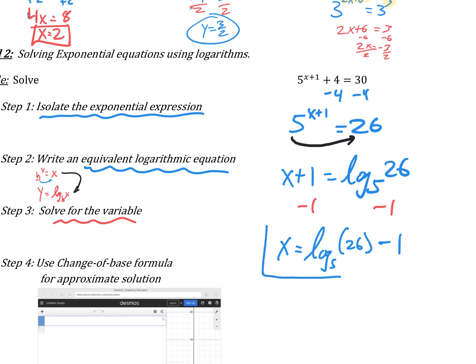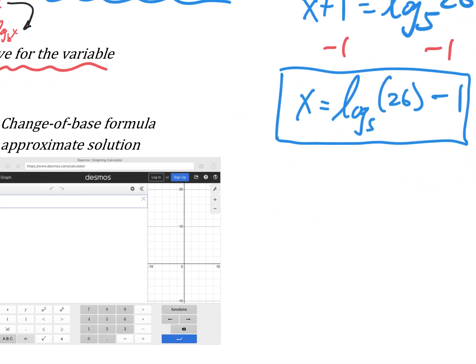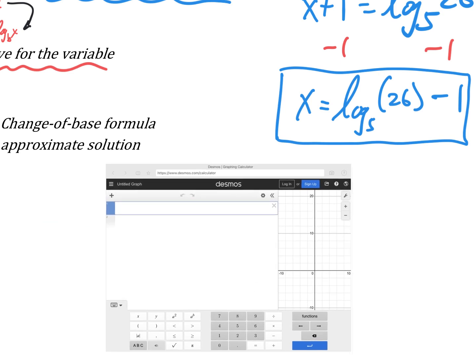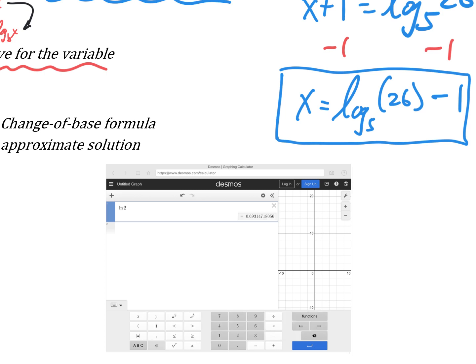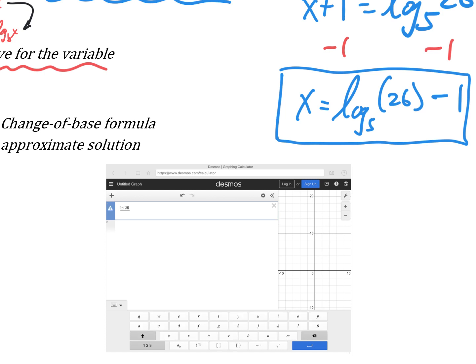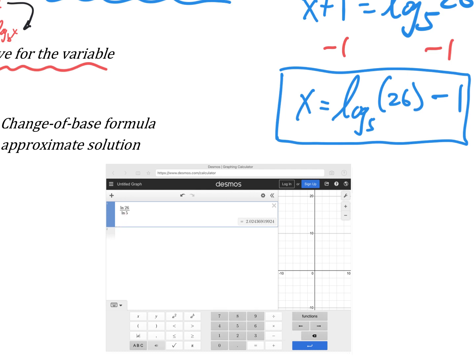So when we want an exact answer, there it is, because log base 5 of 26 is an irrational number. It's a decimal number. And so this is exact. Now if we want an approximation, we can go to our calculator and use our change of base. So in our calculator, we want to change the base here. We're going to use natural log of 26, and we're going to divide that by the natural log of 5. Again, you have to make sure that the 5 doesn't get stuck in the parentheses there.